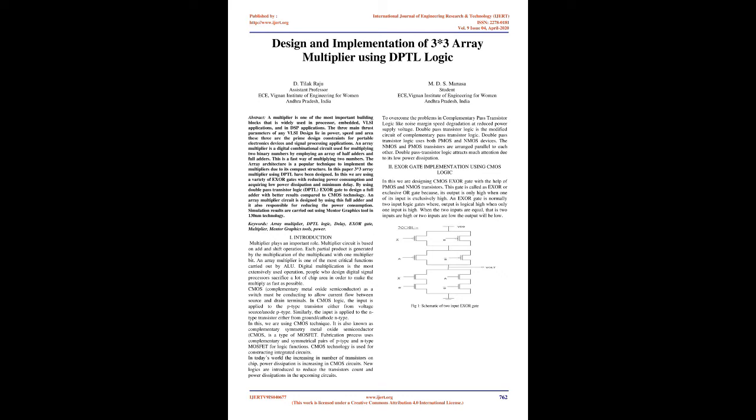The three main thrust parameters of any VLSI design lie in power, speed, and area. These three are the prime design constraints for portable electronics devices and signal processing applications. An array multiplier is a digital combinational circuit used for multiplying two binary numbers by employing an array of half adders and full adders. This is a fast way of multiplying two numbers.